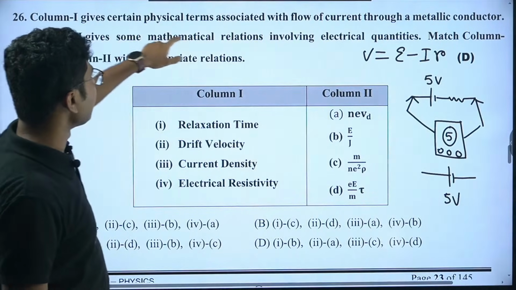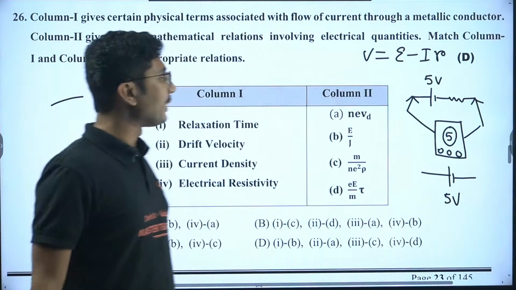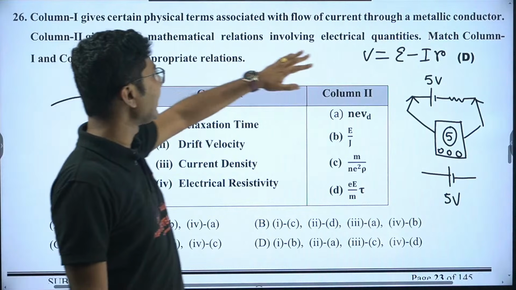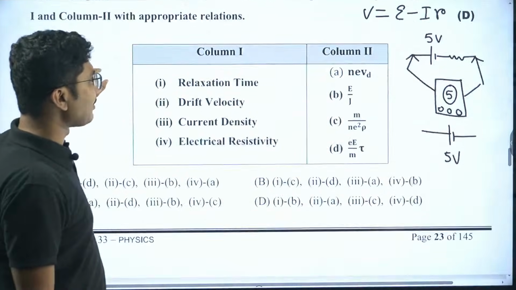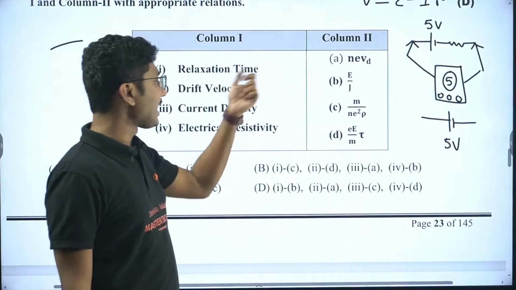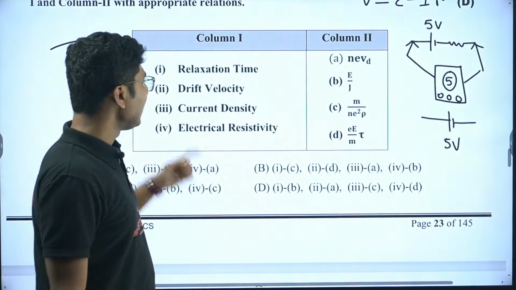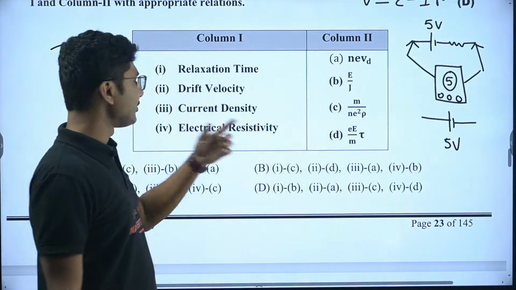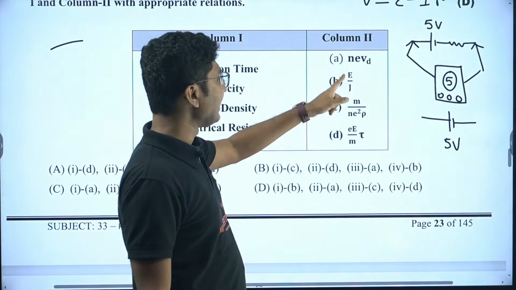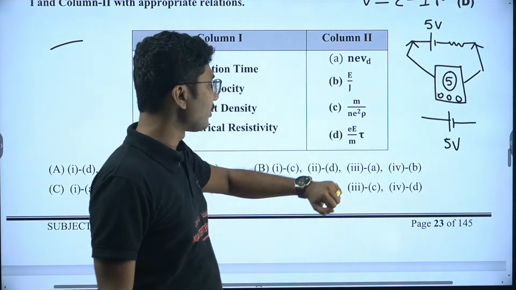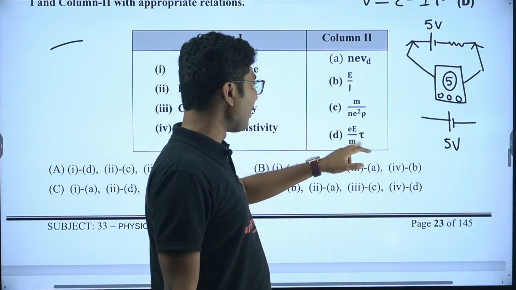Column 1 gives the physical terms associated with the flow of current through a metallic conductor. Column 2 gives some mathematical relations involving the electrical quantities. Match the following. Relaxation time, drift velocity, current density, electrical resistivity. Here we have nevd, E by J, m by ne squared rho, e tau by m.